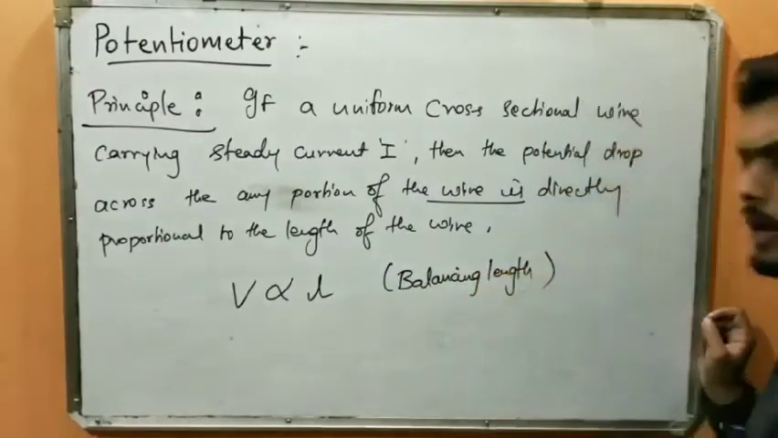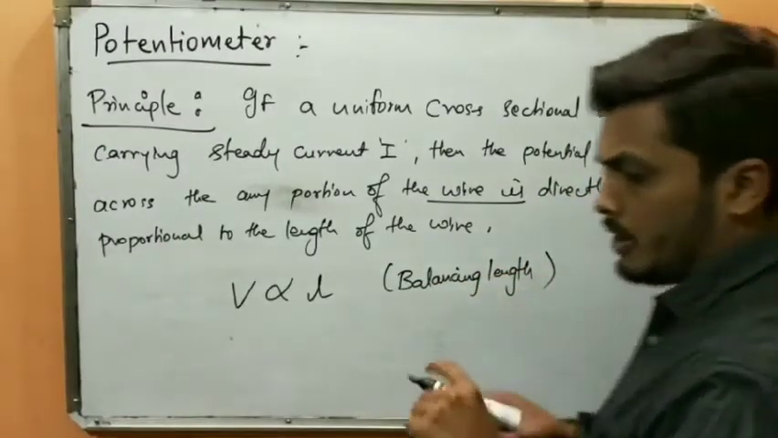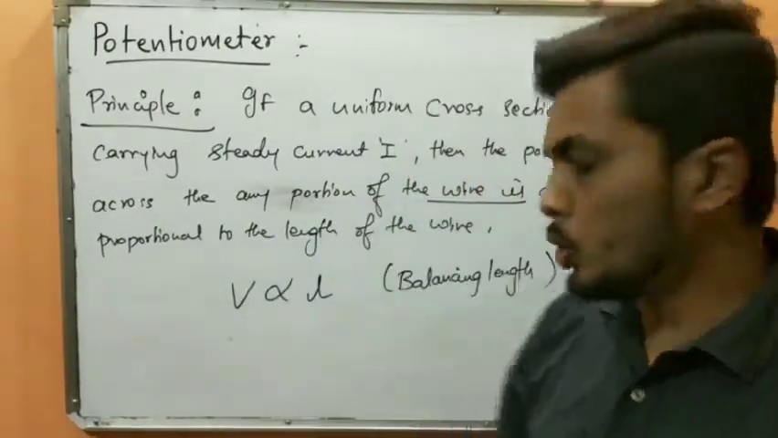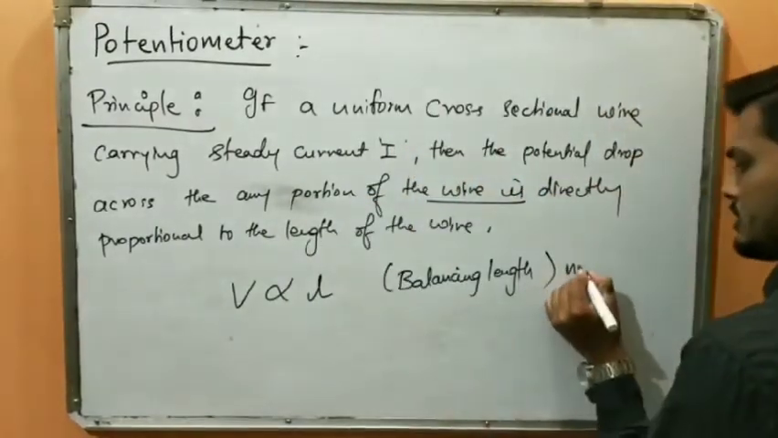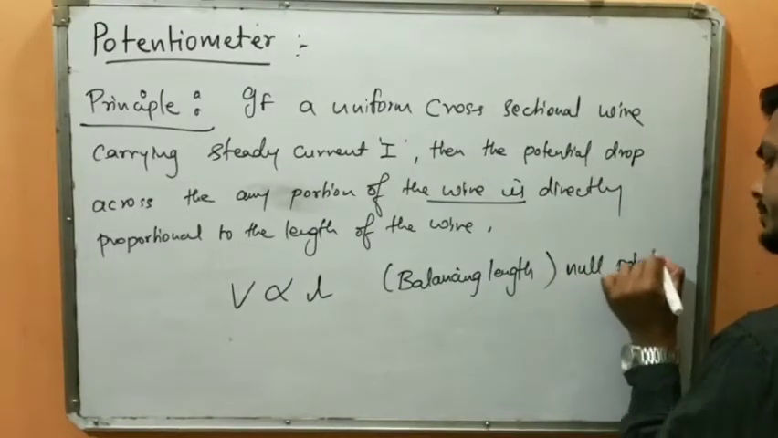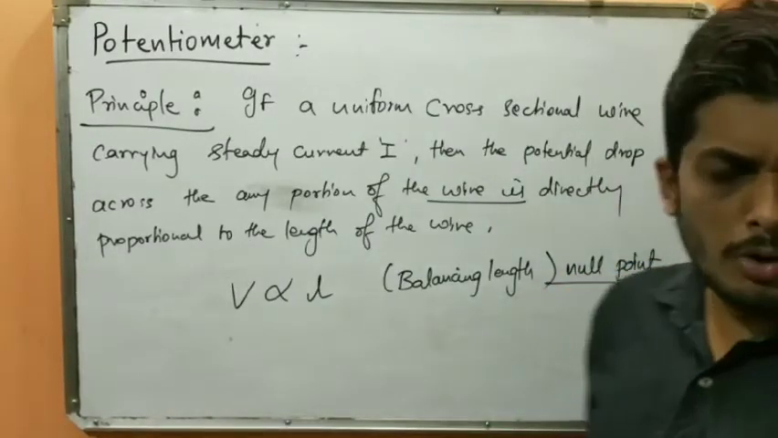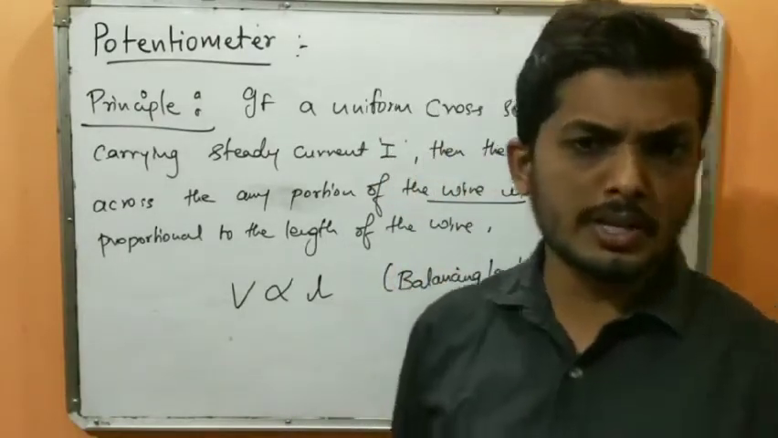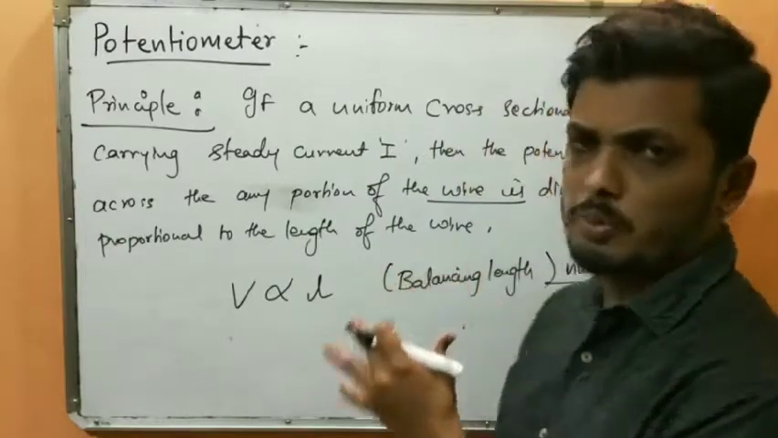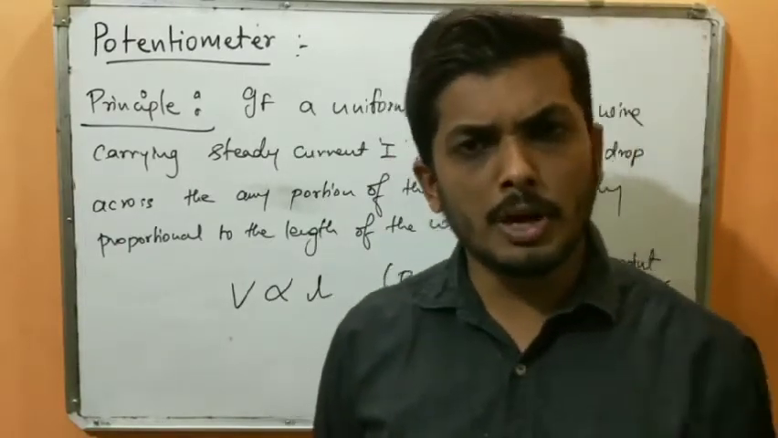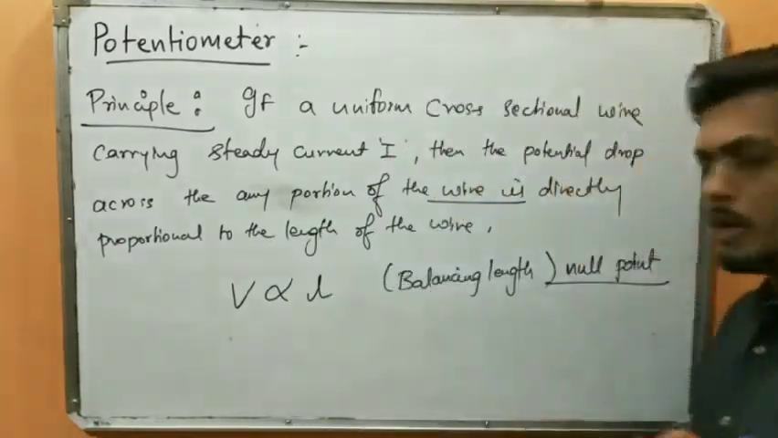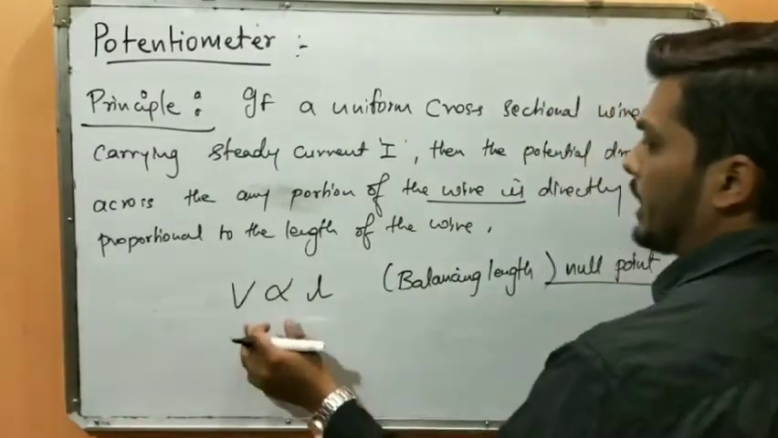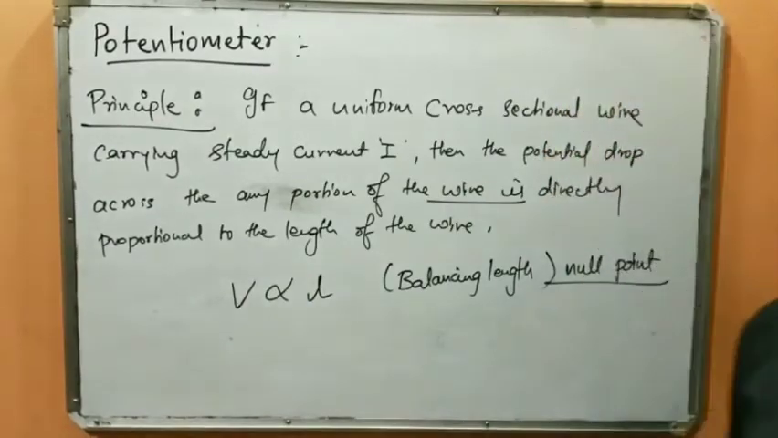I hope you remember the balancing length, where in the meter bridge I found the null point. Null point in the sense the galvanometer showed zero deflection, that is null point. Okay. So if you have not watched the previous video of the meter bridge, then it becomes very difficult to understand this concept, because in this portion on the potentiometer, most of the things are based on the meter bridge, and this is the continued part. So make sure you have seen that video. Okay. So what it tells you is that potential is directly proportional to the balancing length.